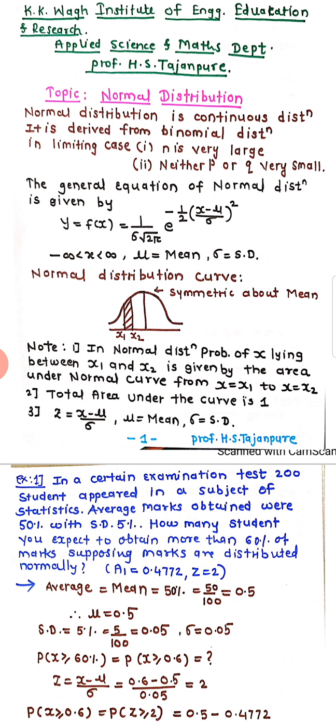Then the next point: z equals x minus mu upon sigma. To find the probability for x, we will convert it in terms of z, where mu is the mean of the distribution and sigma is the standard deviation of the distribution. Now let us move toward the examples.